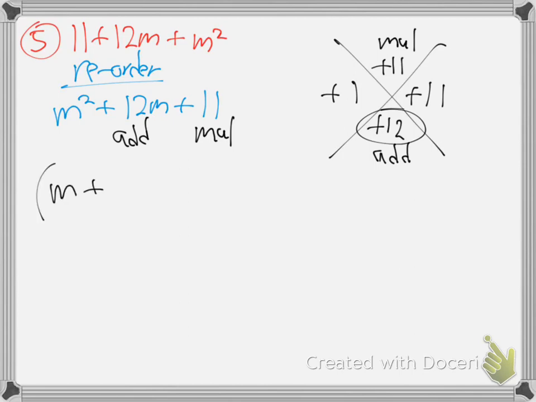Good. So it's m plus 1, m plus 11. Or you could swap the order. The order doesn't matter. You can put the 11 first and the 1. We good? I'll move on. We all good with that?